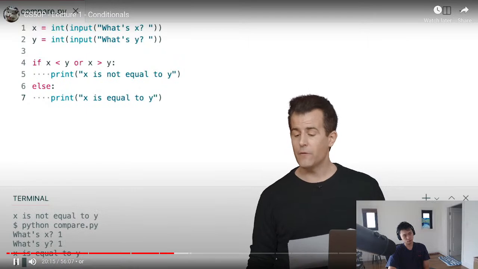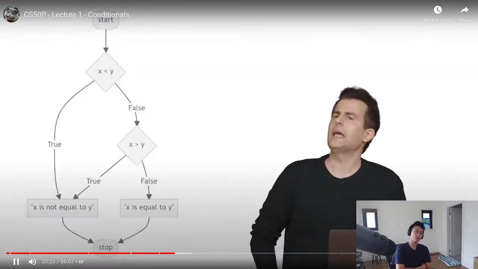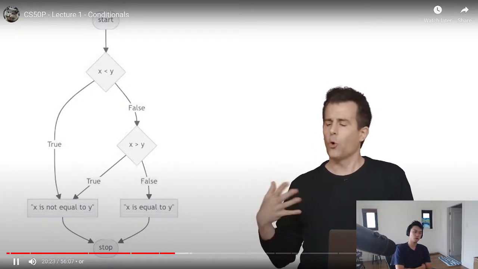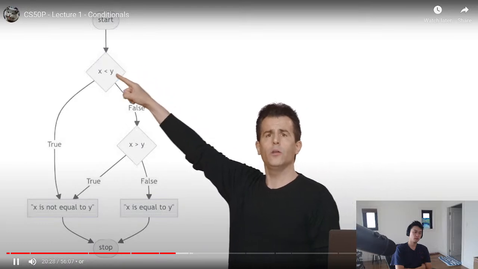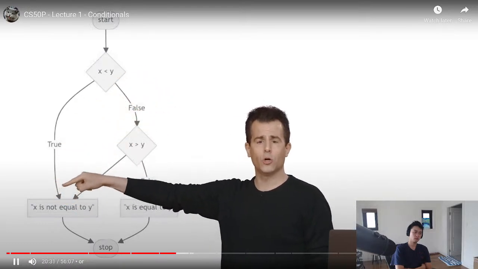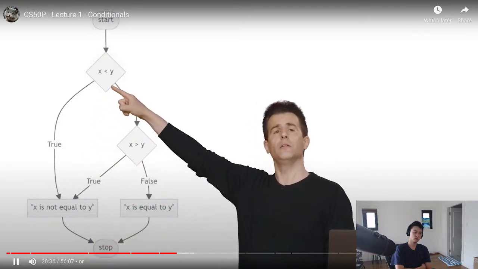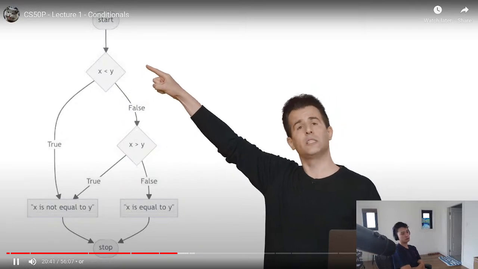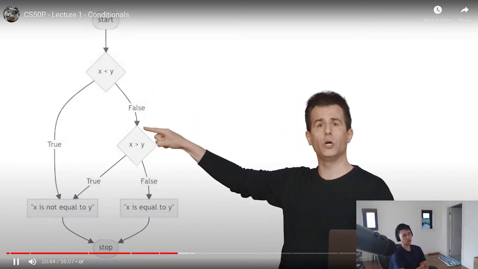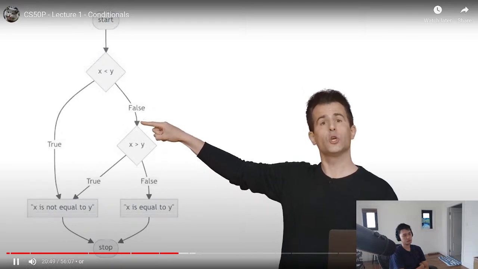Now, if we want to compare that visually too, let me propose that the picture looks a little something like this. And again, this is the exact same thing logically, but it's a pictorial representation thereof. What's the first question? Well, if x is less than y, well, then we follow the true arrow and we say, quote unquote, x is not equal to y, and then we stop. But what if x is not less than y? What if it's greater than y? What if it's 2 and 1 respectively? Then the answer to x less than y's first question is false. So we go here. We ask the second question because of the or, and that asks, is x greater than y?